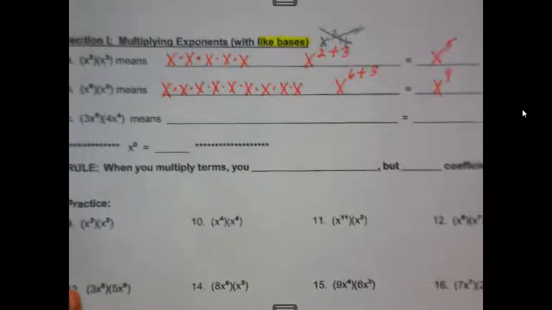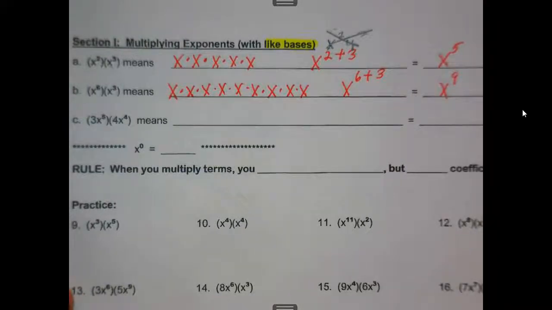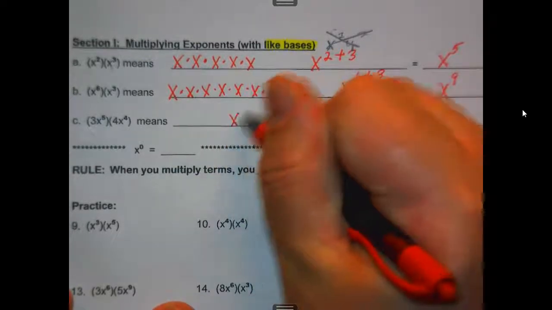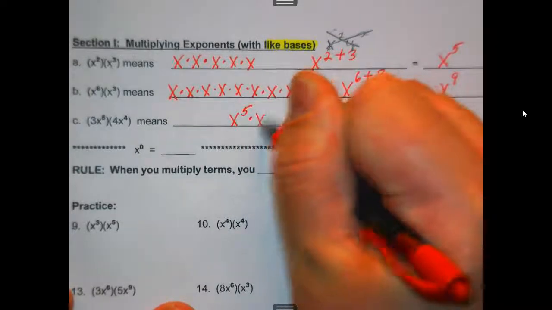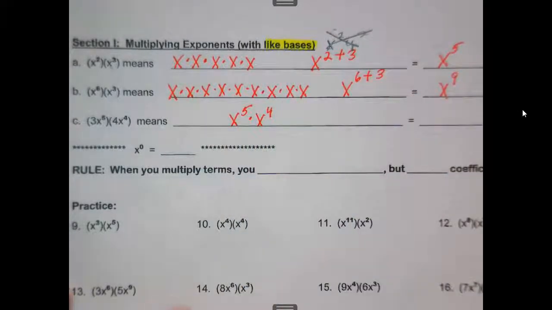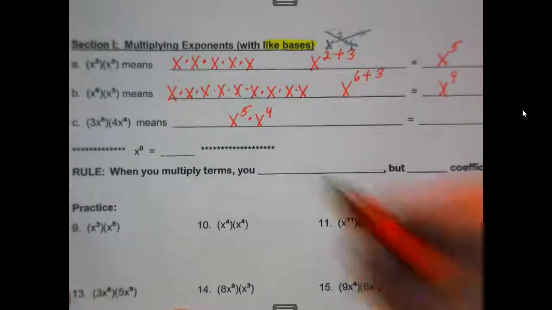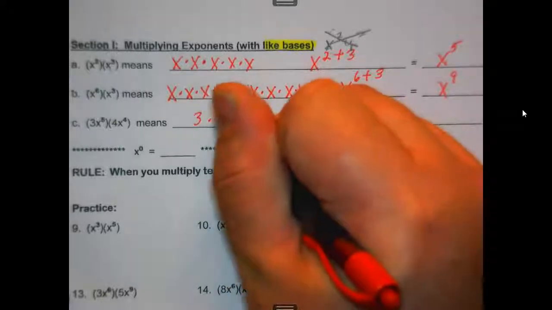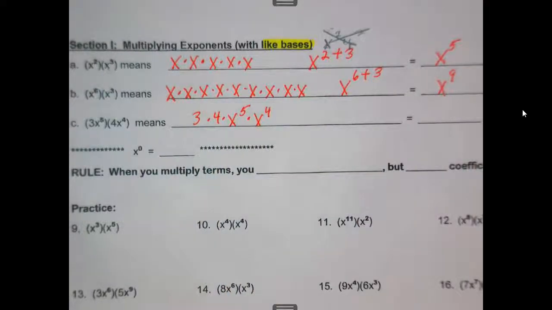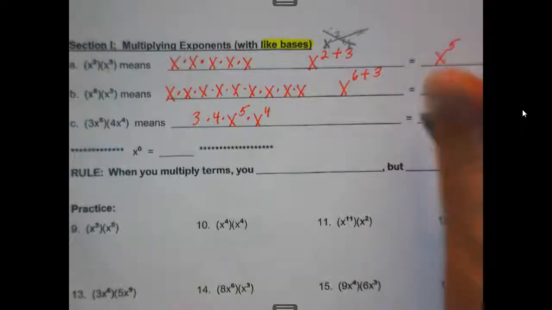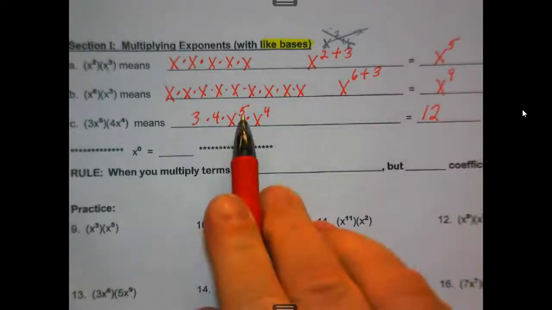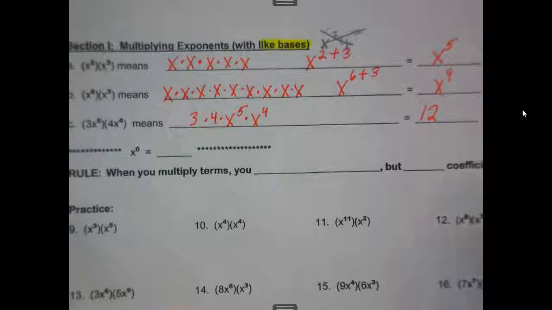Now, what's my like bases here? Yeah, I have the x's. I have x to the 5th times x to the 4th. What are the other like bases? You only have two other numbers, right? 3 times 4. Those I can actually multiply out. 12. And what's 5 plus 4? 9.